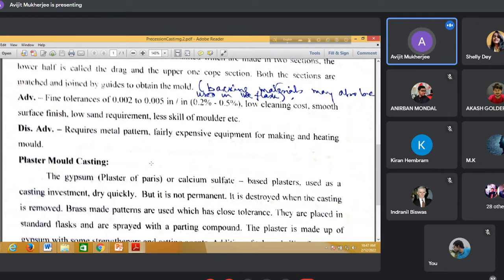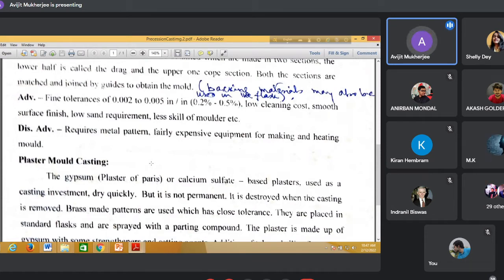There are many other types, like say here in plaster mold casting, we don't use sand. In precision or investment casting, shell molding particularly, we use ceramic silica sand. But plaster mold casting is also a precision or investment casting. But here, gypsum based plaster of Paris is used. Gypsum or calcium sulfate, which is known as plaster of Paris, a finely powdery substance.